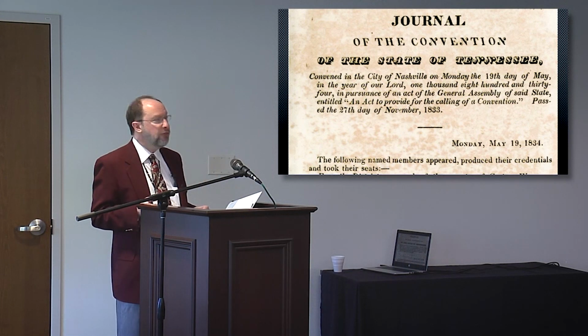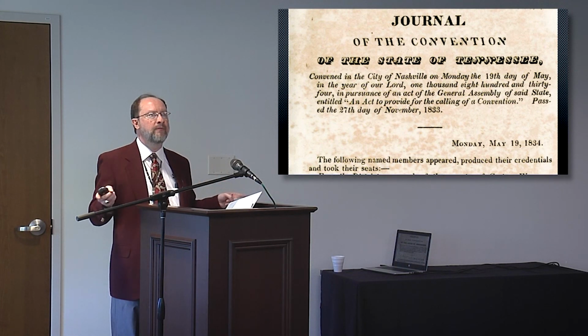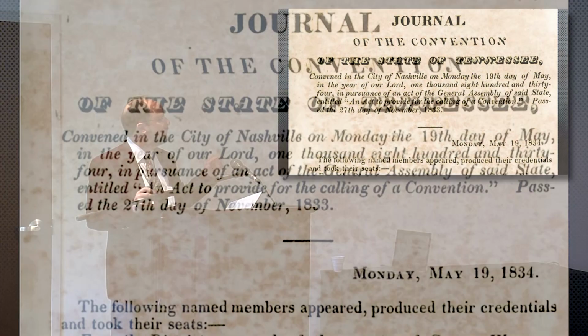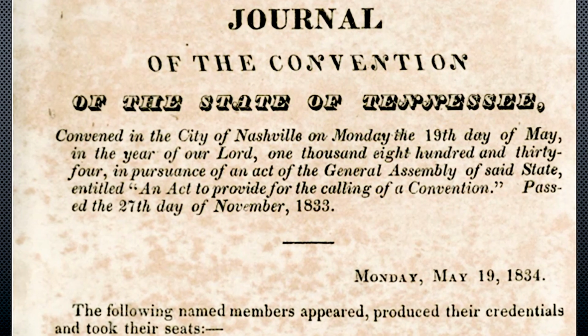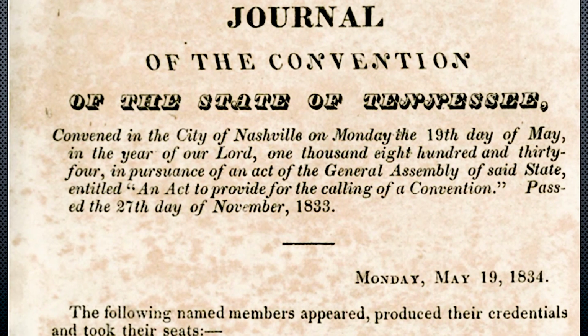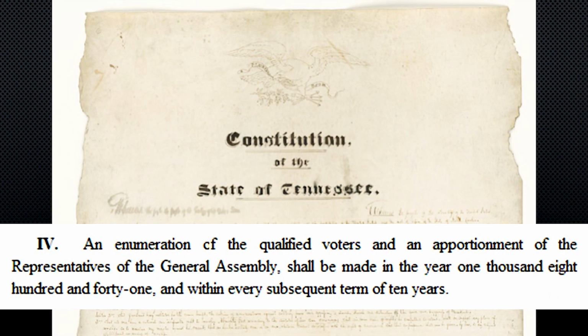In 1834, a constitutional convention convened in Nashville to write a new constitution for the growing state. And that constitution, ratified in 1835, called for an enumeration of the qualified voters to be done in 1841 and every 10 years thereafter. So we've now switched to every 10 years for redistricting, and those districts are to be based on the number of qualified voters instead of taxable inhabitants or the landowners.